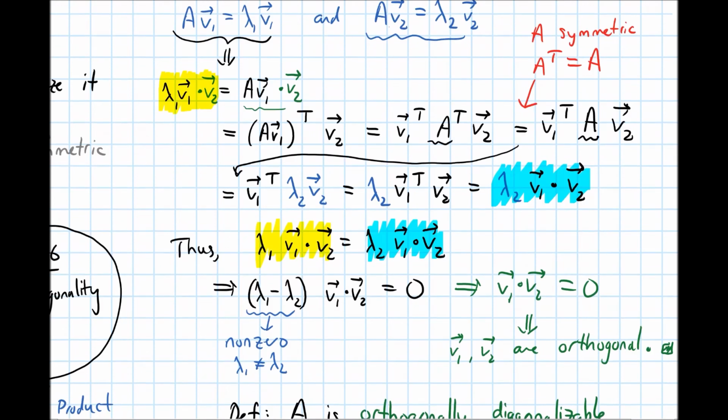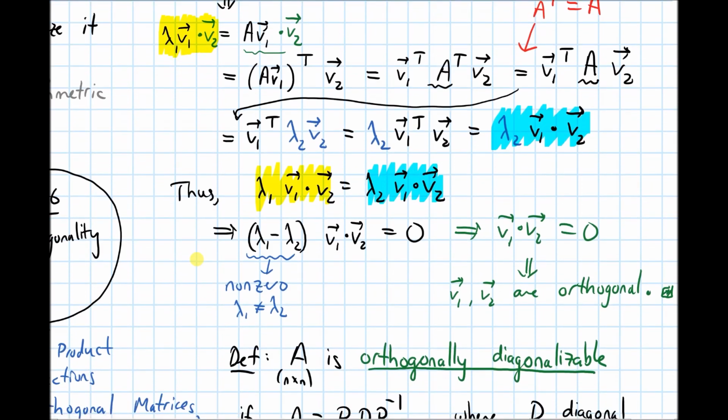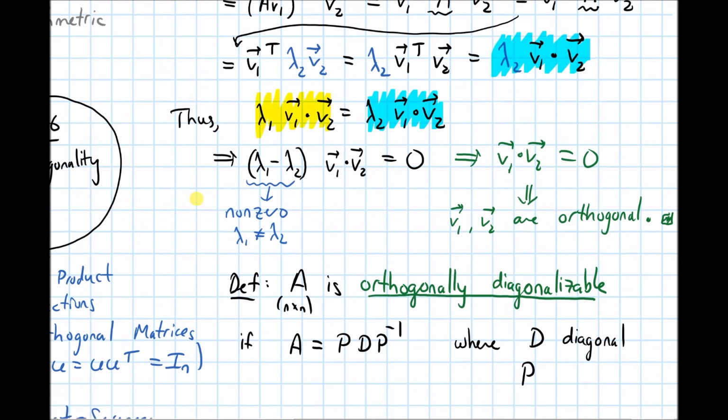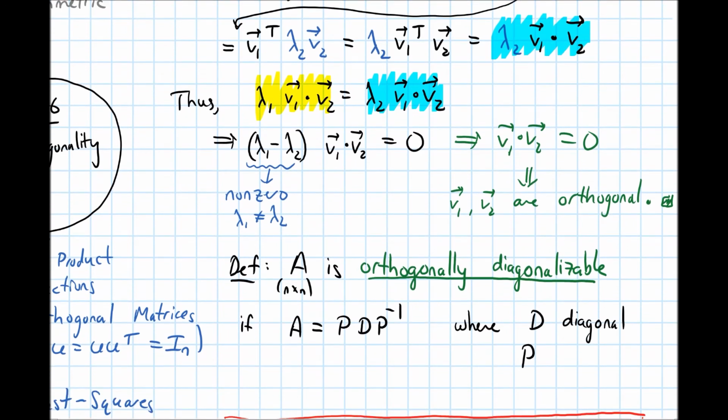So at this point, we are ready to define what it means for a matrix to be orthogonally diagonalizable, and then we'll state a big theorem. So here's the definition. We say that a matrix is orthogonally diagonalizable if A equals P times D times P inverse, where D is diagonal, but now P is going to be an orthogonal matrix. And that means that P transpose times P is equal to P times P transpose, which is equal to the identity.